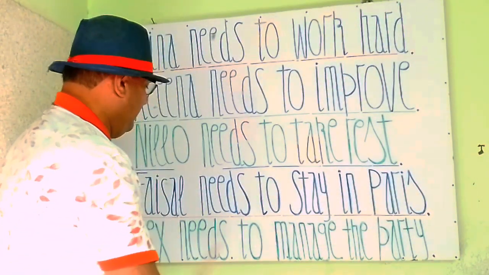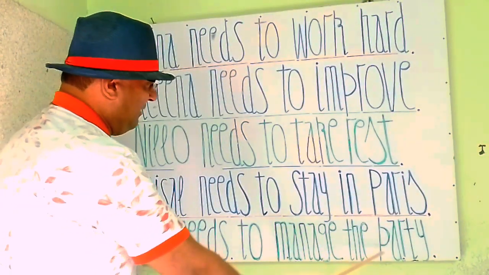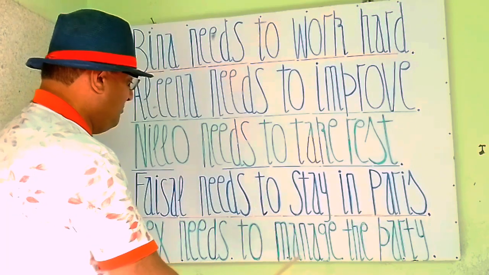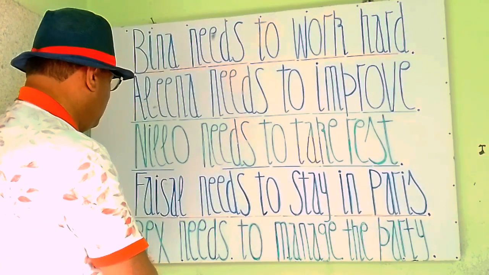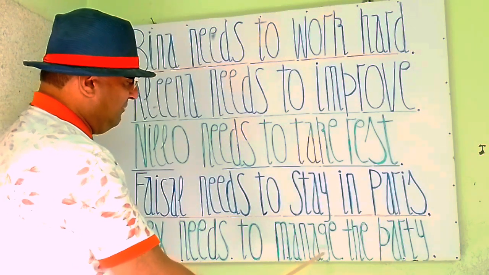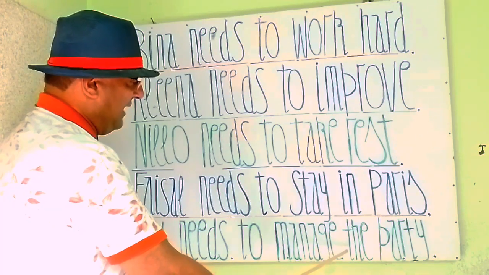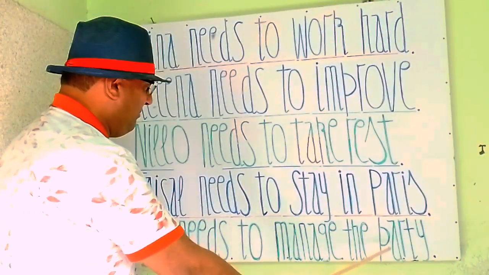Rex needs to manage the party. Hey my students, Rex is a noun and a subject. Needs to is a modal verb, and manage is a basic verb, and the party is an object. So Rex needs to manage the party.